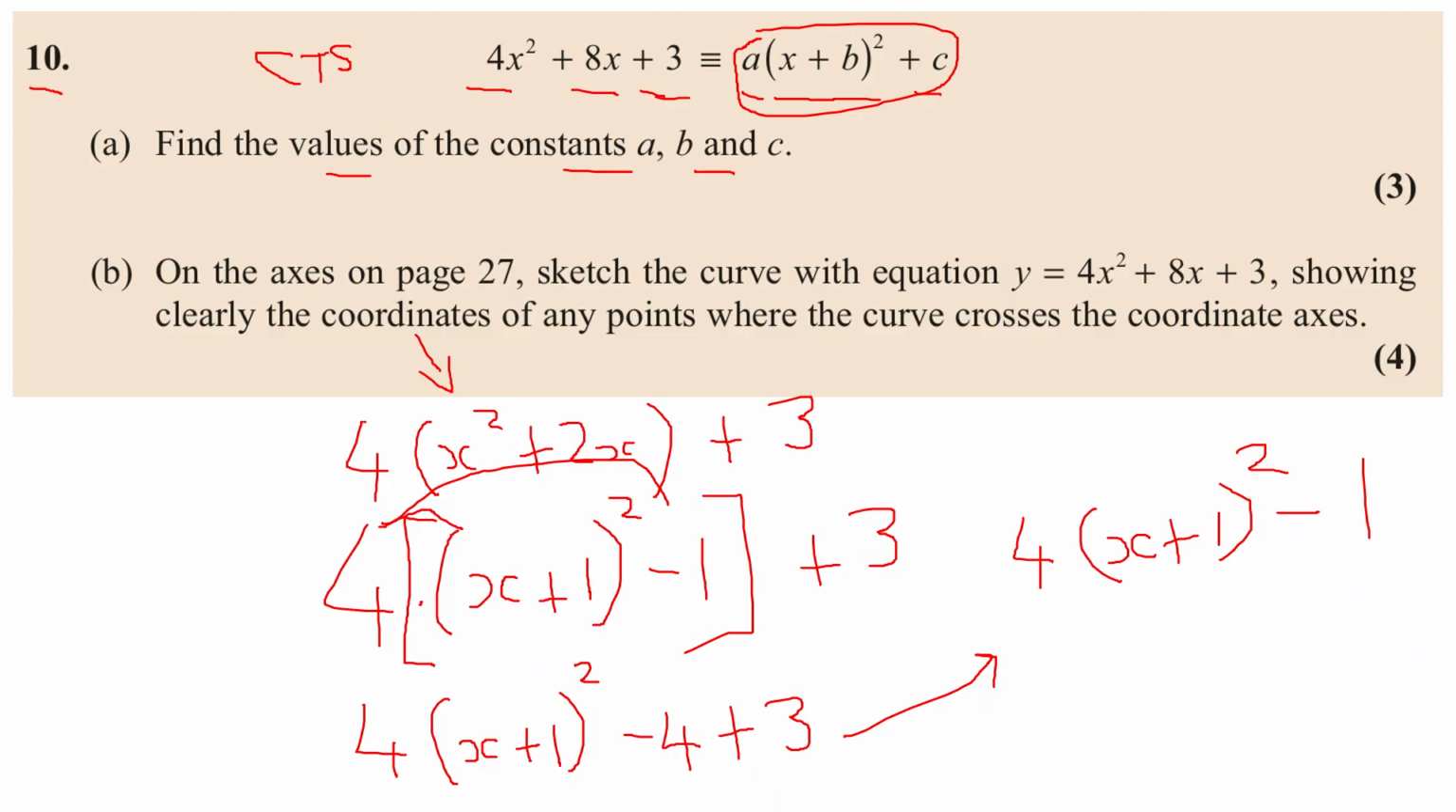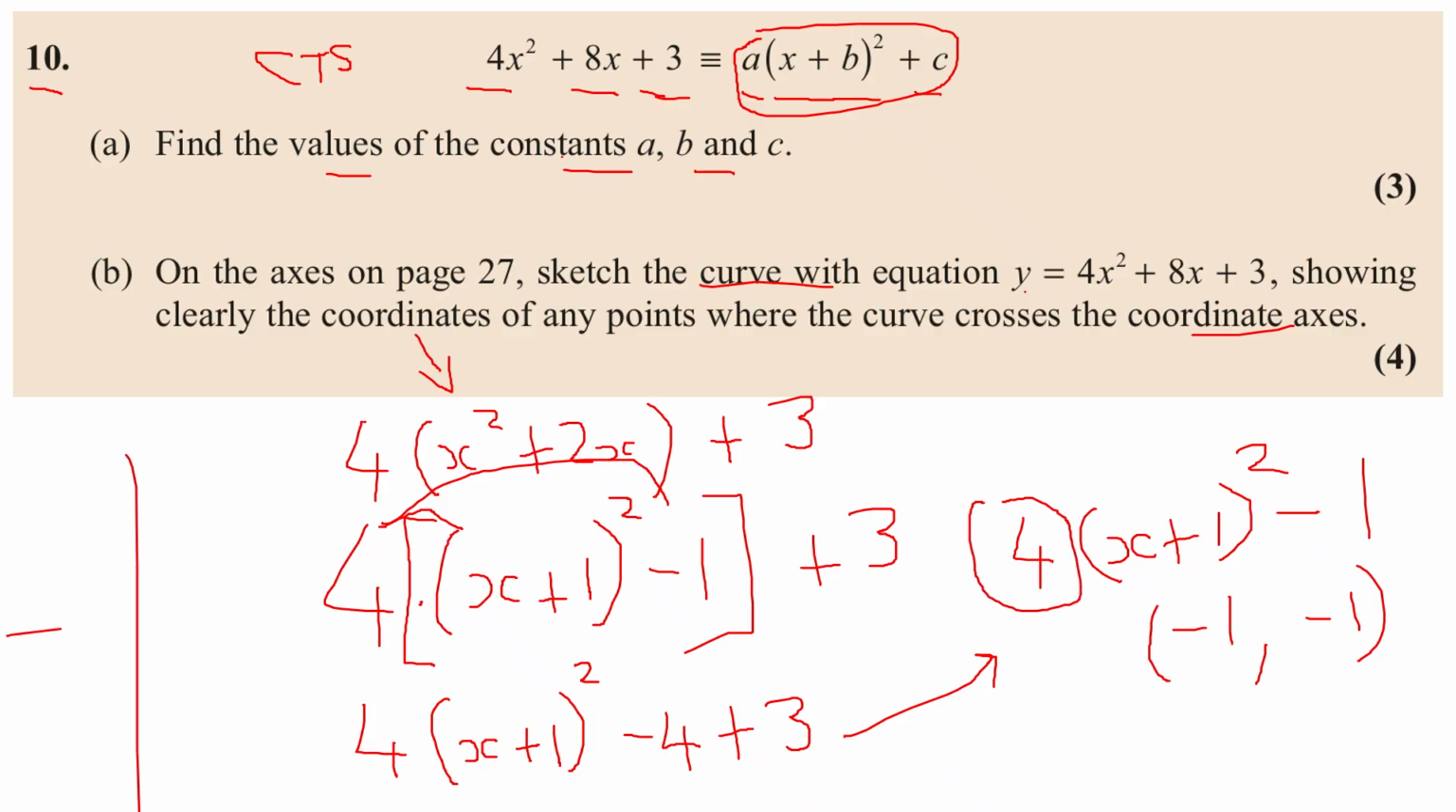What about part B, guys? On the axes, on page 27, which I haven't got on here unfortunately, sketch the curve y equals 4x squared plus 8x plus 3, showing the coordinates clearly of any points of intersection with the coordinate axes. Well, by completing the square, we know that our minimum point, or our turning point, will be minus 1 for the x value, and then minus 1 for the y value, because that's the number on the end. This 4 is just a multiplier, so it makes it quite steep.